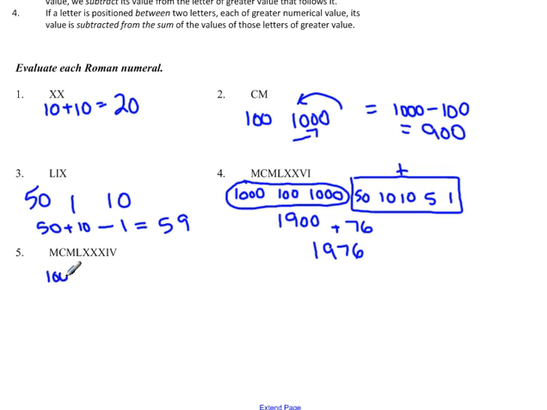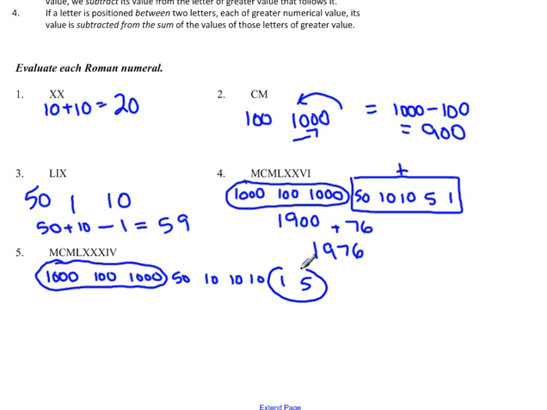First write down the values. So M is 1000, C is 100, M is 1000. Then we have L is 50, X is 10, I is 1, and V is 5. So once again you have your sandwich rule here, and then here you've got numbers out of order. So in the middle these numbers are all in order. You're just going to add all of those. These you're going to switch and subtract and then add that sum.